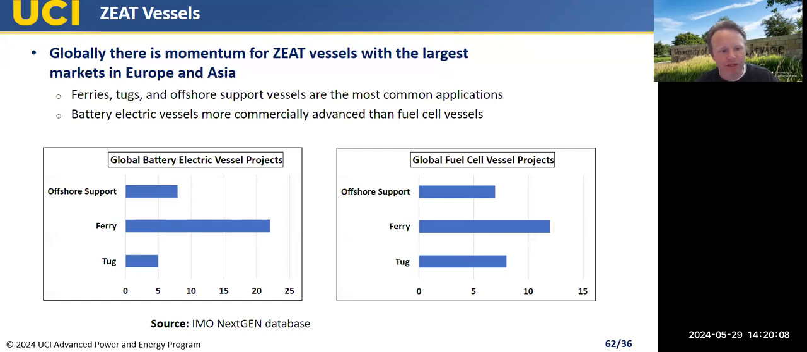The other thing to note is that you can see the vocations where the most work is being done: offshore support vessels for transporting crew and supplies to things like oil rigs or wind farms or wind turbines, ferries and tugs for reasons we'll talk about in a few slides here. Next slide.